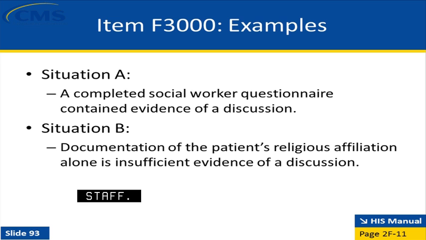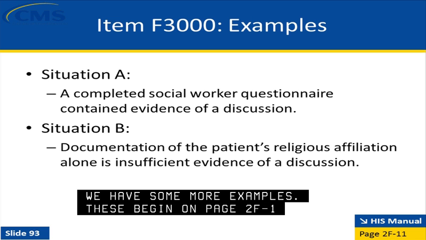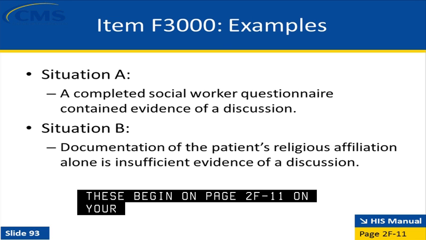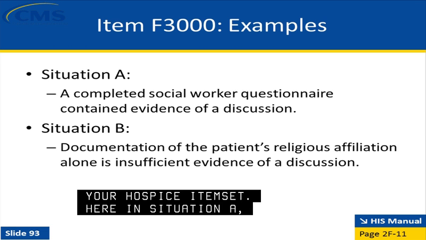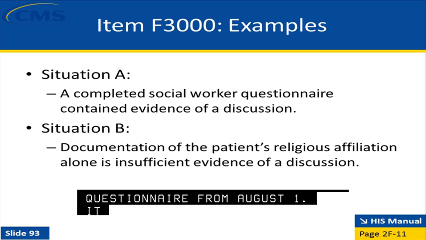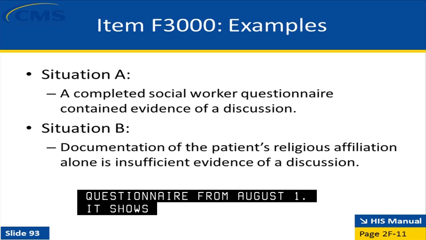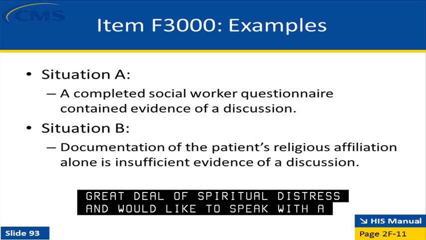And we have some more examples. These begin on page 2F-11 on your hospice item set. So here in situation A, you find documentation on a social worker questionnaire from August 1st, and it shows patient's spouse in great deal of spiritual distress and would like to speak with a chaplain. A referral was made. So what code would you select?